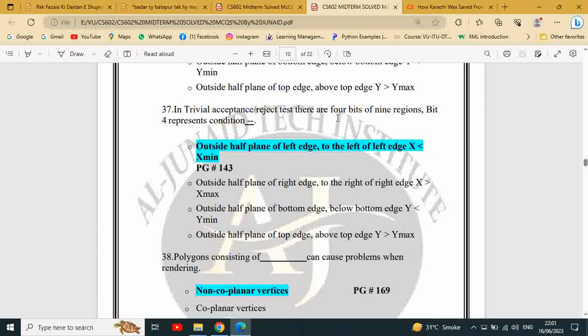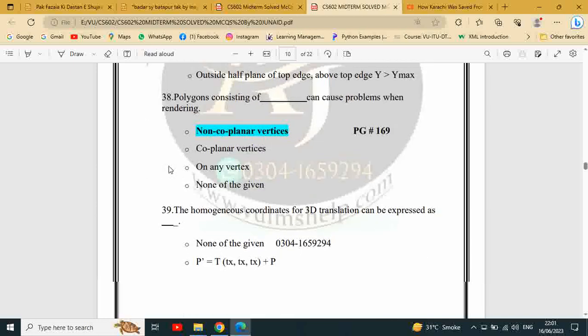In trivial acceptance reject test, there are 4 bits of 9 regions. Bit 4 represents outside half plane of left edge, left of left edge, x is less than x min.